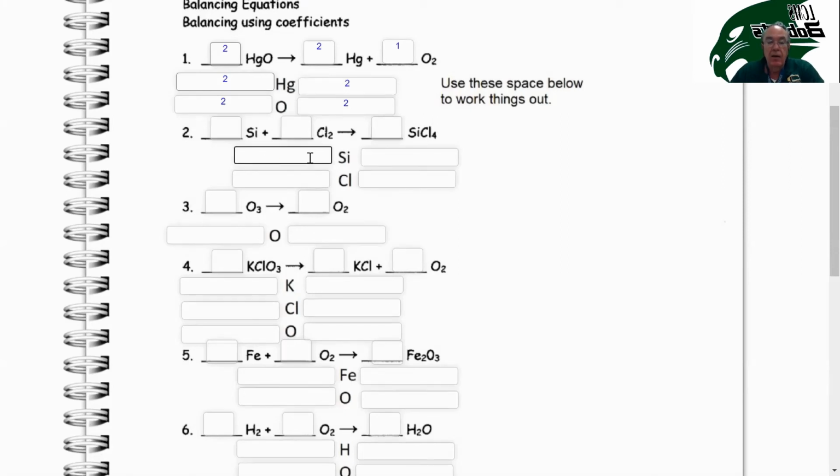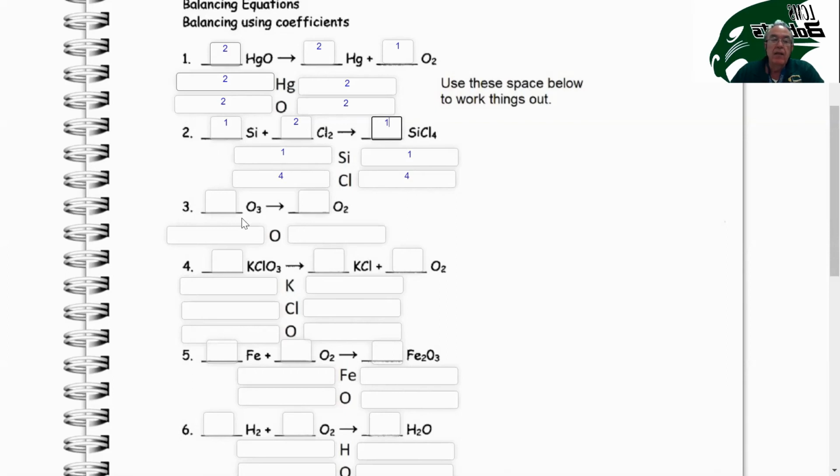Okay, over here I have 1 silicon, 2 chlorines, 1 silicon, and 4 chlorines in that formula. I see that I haven't got enough chlorine over here, so I'm going to bump this up to a 2 coefficient. When I do that, it makes this a 4, and now it's balanced.